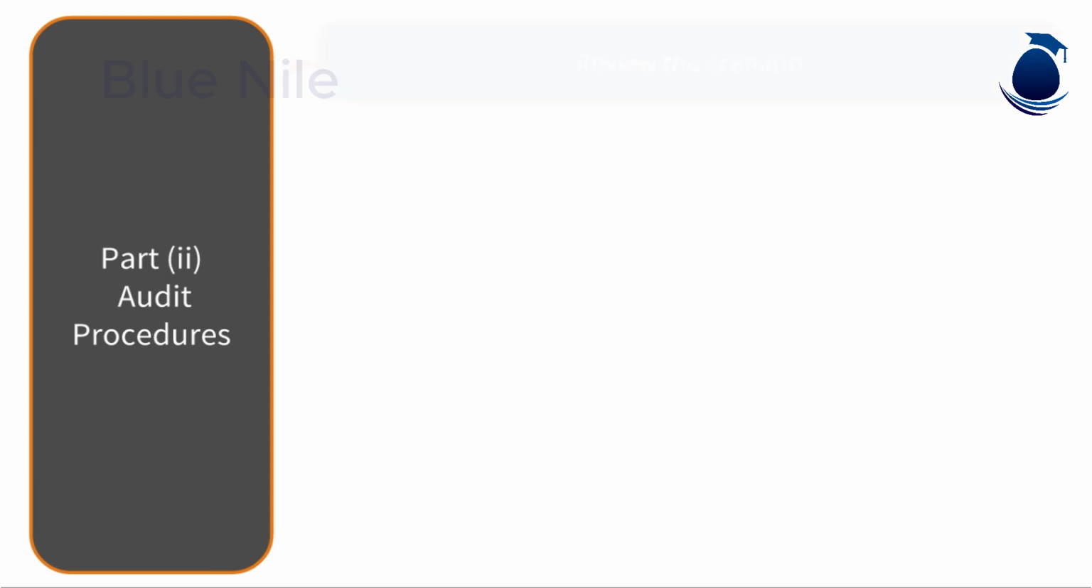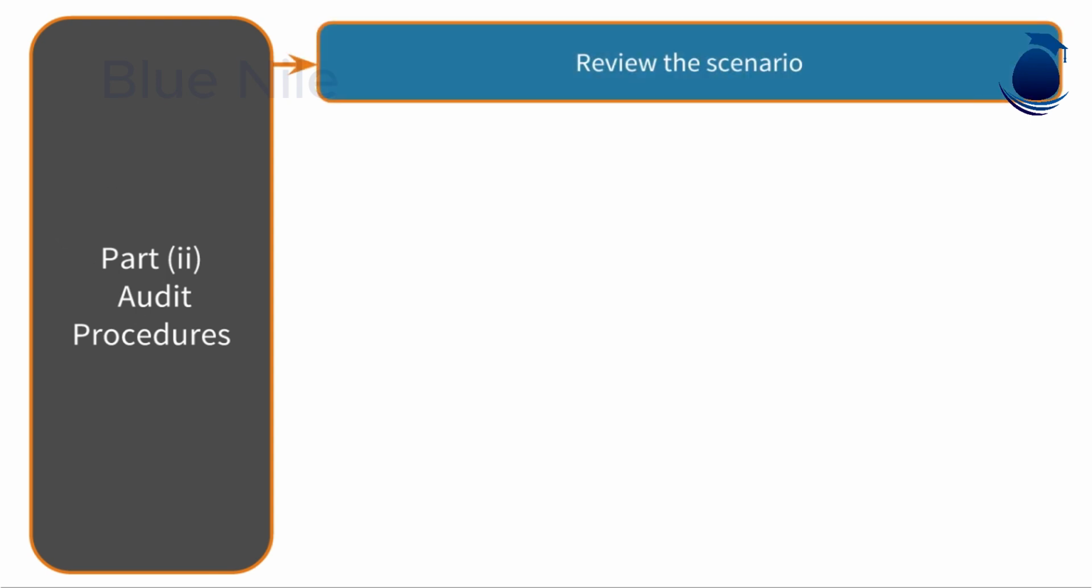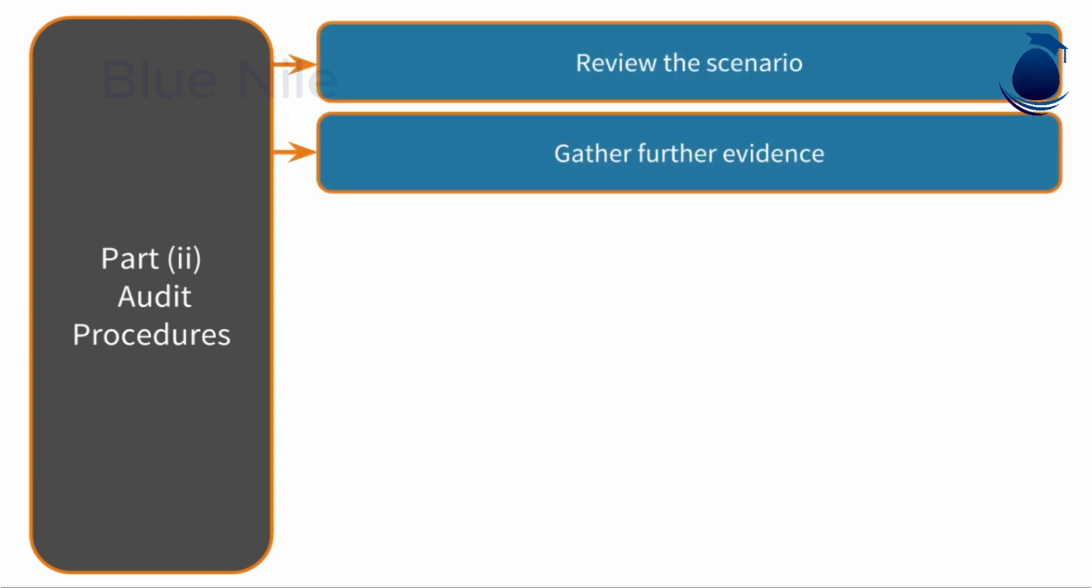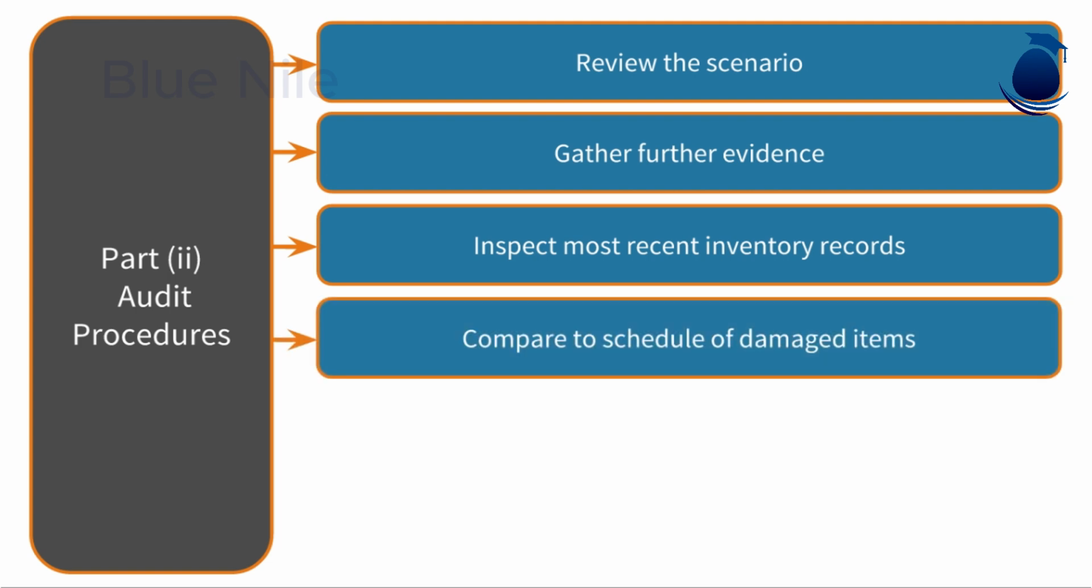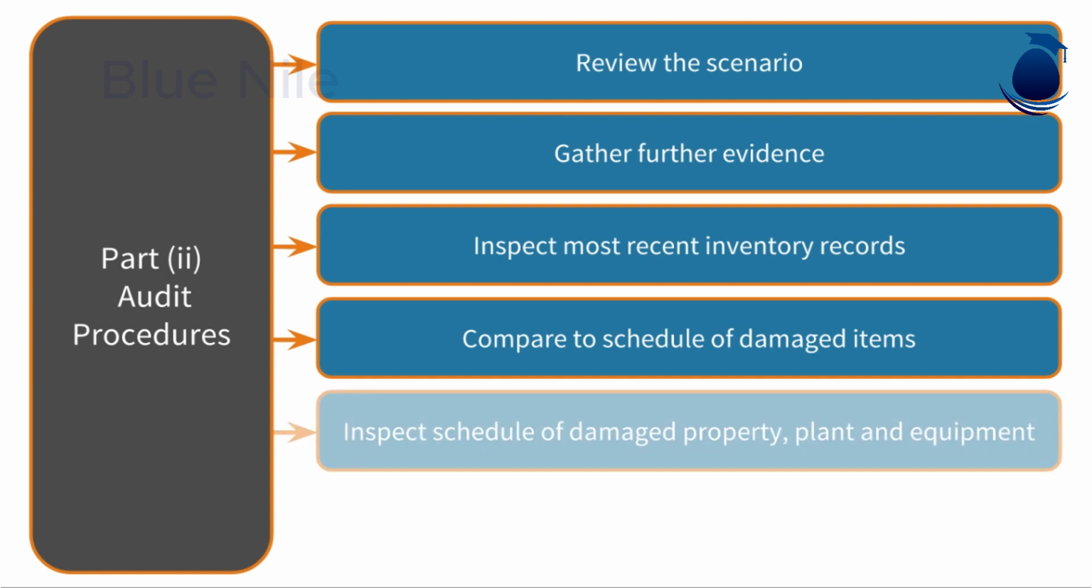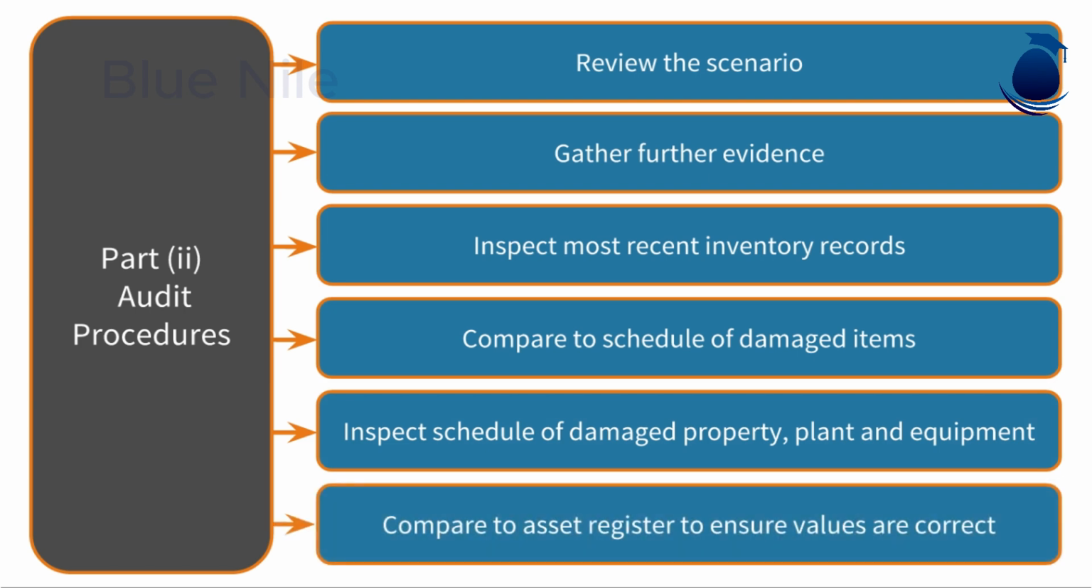Again, while reviewing the scenario, there are some issues we would want to gather further evidence on to ensure the information is correct. The auditor should inspect the most recent inventory records to identify the damaged inventory and its values. This should be compared to the schedule of damaged items. The auditor would also want to inspect the schedule of damaged property, plant and equipment and compare it to the asset register, again, to ensure the values are correct.